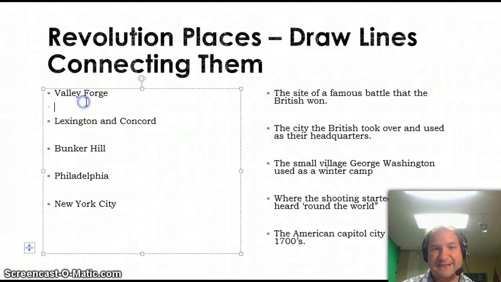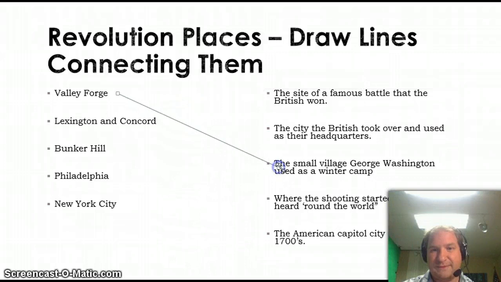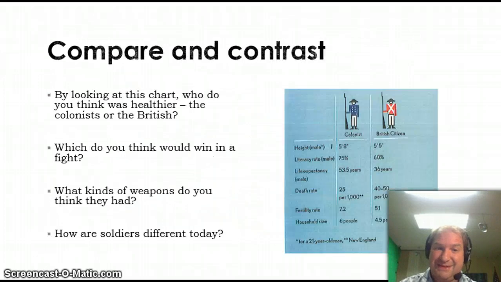Here are some places we're going to look at in the live class that will come up. So Valley Forge was the winter camp. You're going to see these in your classes. This is where the shooting started. Bunker Hill. This is up by Boston, site of a famous battle. Philadelphia, American capital. And New York City. The British took it over and basically destroyed it. Everything you see now is mostly new.